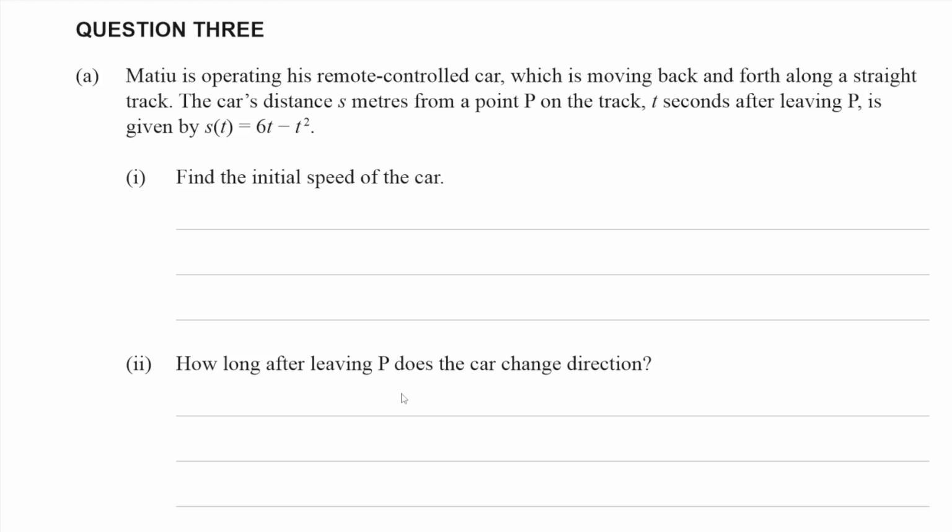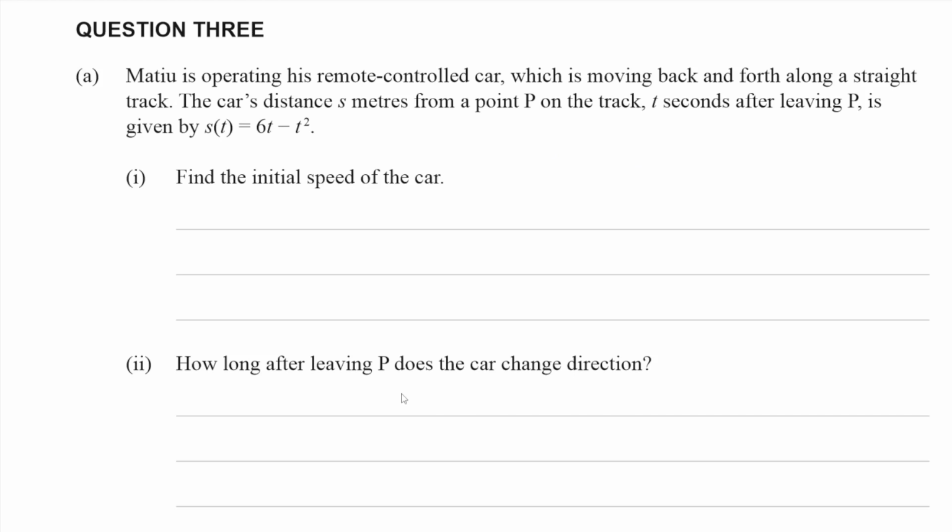So we're given that the distance from a point P on the track is modeled by s(t) = 6t - t². So basically, as time goes on, it goes away from point P and then comes back towards it. How do I know it comes back? Well, the -t² term is growing more quickly, so it'll eventually come back. So that's the context.